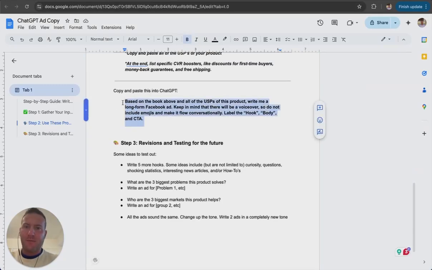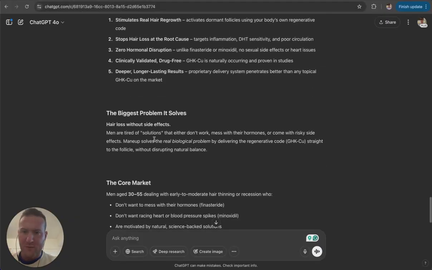All right. And then next up, based on the book above and all of the USPs of this product, write me a long form Facebook ad. Keep in mind that this will be a voiceover, so don't include any emojis. Make it flow conversationally. And then I like to have it label hook, body, and CTA, just so it's easier to go back and then you can just test specific parts later on.